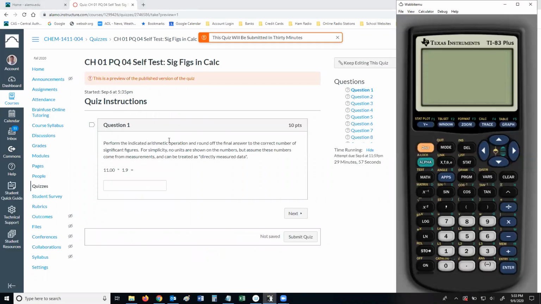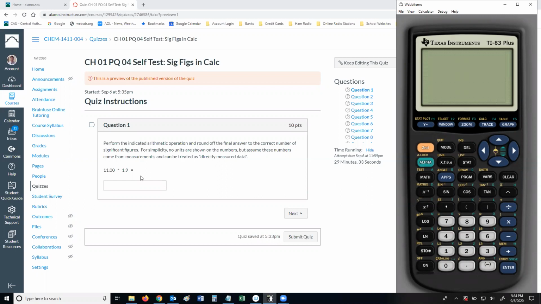The first question says perform the indicated arithmetic operation and round off the final answer to the correct number of significant figures. For simplicity, no units are shown on the numbers, but assume these numbers come from measurements and can be treated as directly measured data.